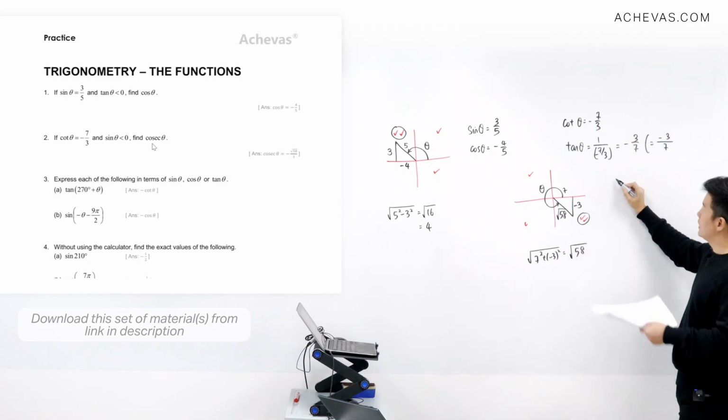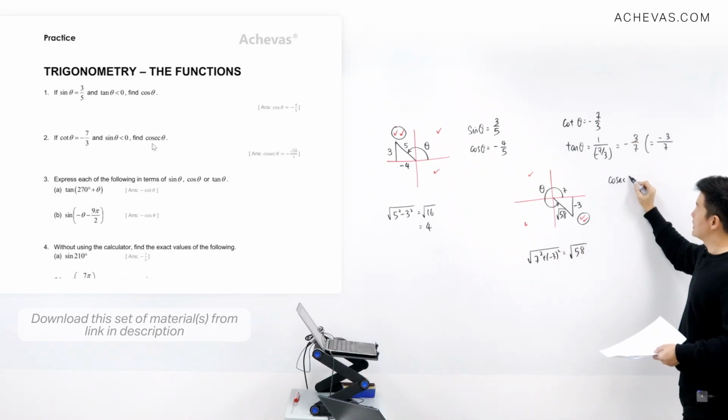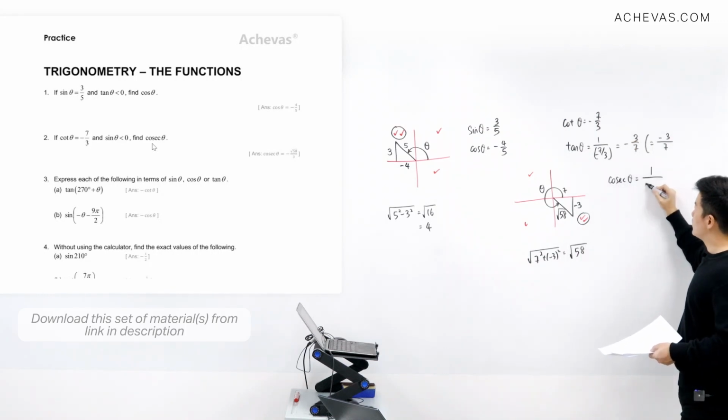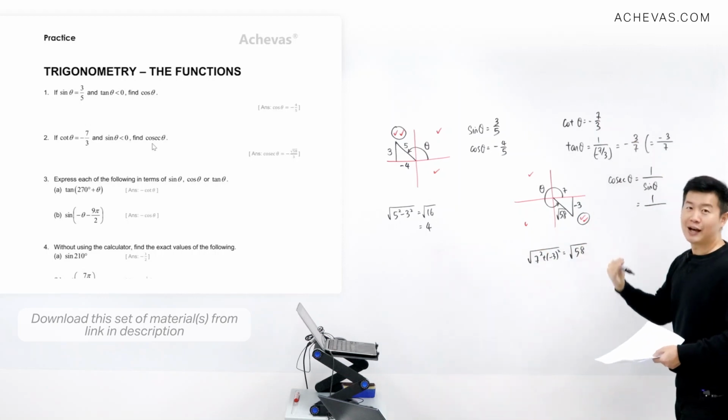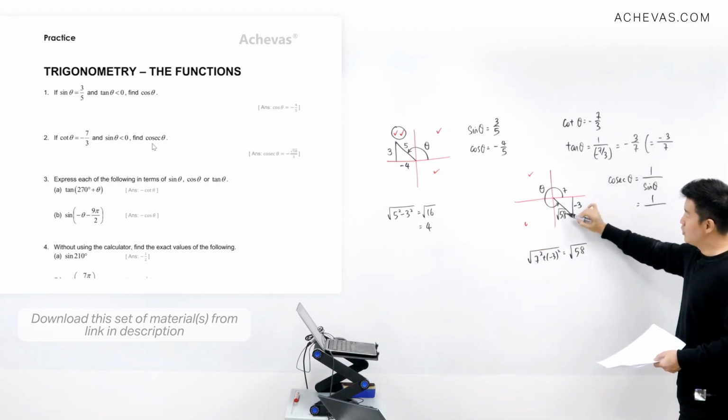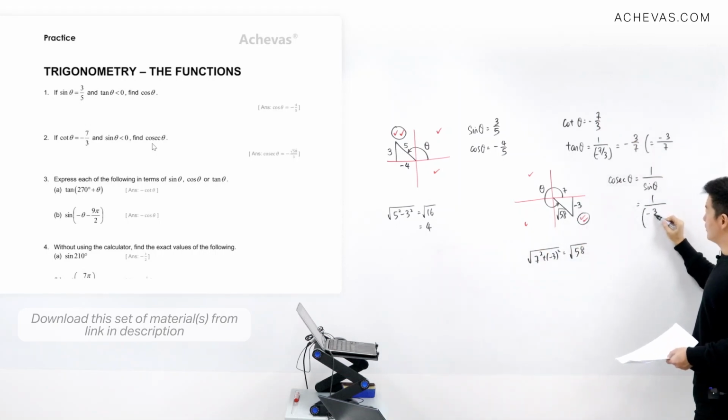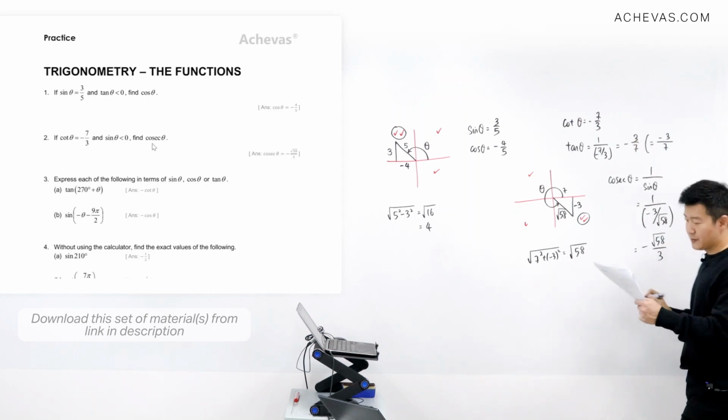And what the question wants us to do is to find cosecant theta. Cosecant theta is 1 over sine theta. So it's 1 over, how do we calculate sine theta? Opposite over the hypotenuse. So it's minus 3 over the square root of 58, which means that cosecant theta is going to be minus the square root of 58 over 3.